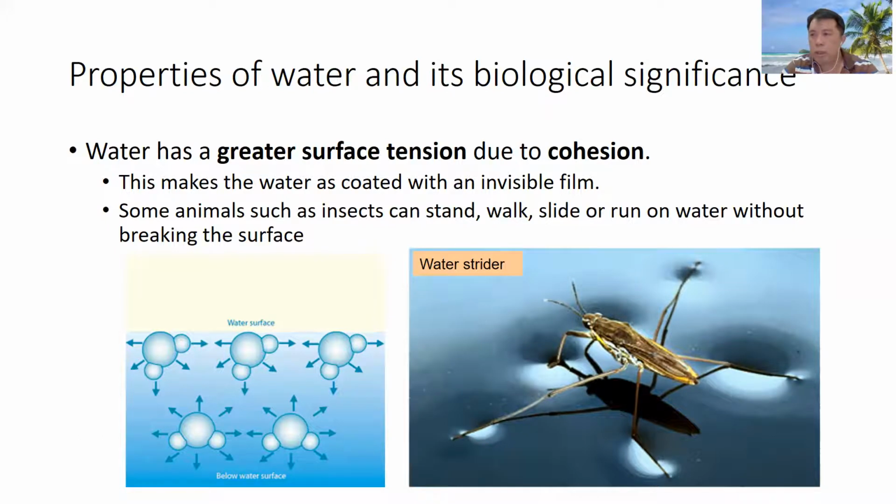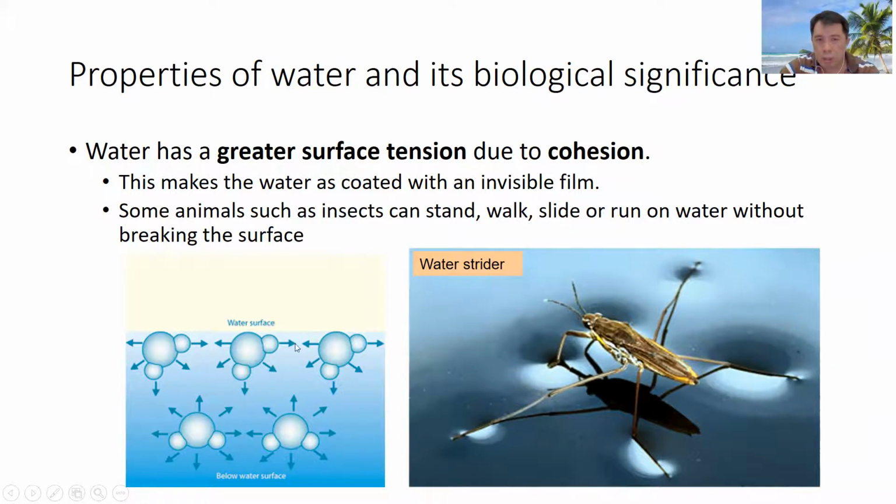Because of the cohesion, water has a greater surface tension. This makes the water coated with an invisible film. You see this diagram, the insect on the water structure that can stand on the water surface. This is due to the cohesive force. So you look at this diagram: the cohesion of these water molecules, the hydrogen bonds that form.